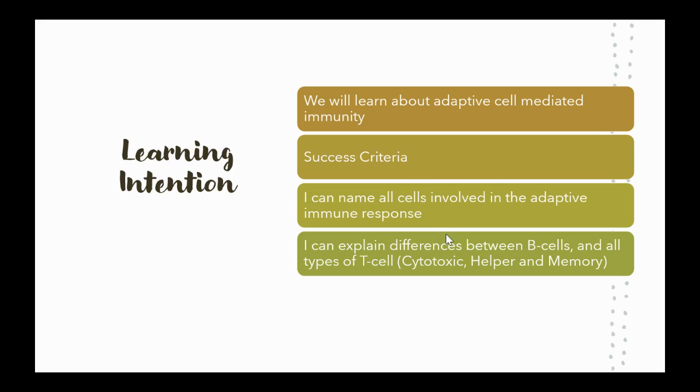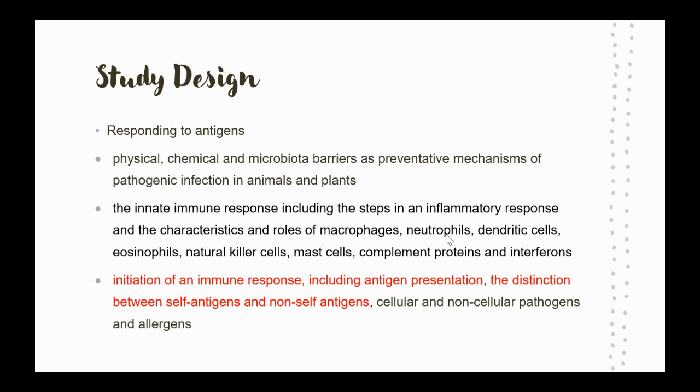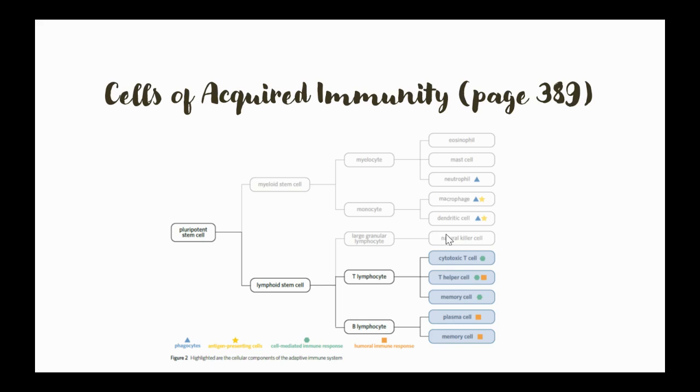With your B cells, we've already talked about the fact there are two types, plasma and memory. T cells for your adaptive immune response are cytotoxic, helper, and also memory. We'll talk about all of those and what their roles are. With your study design, we're still focused on the same part, same chapter, same area, so we'll just move past that. When we looked at the innate immune response, this grayed out section at the top, these were the cells that we talked about.